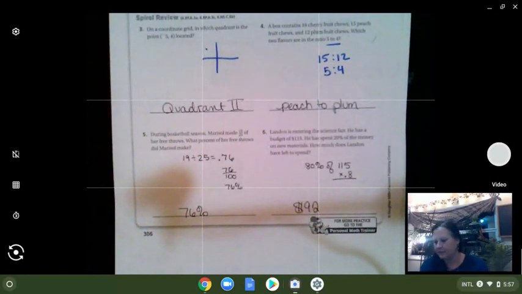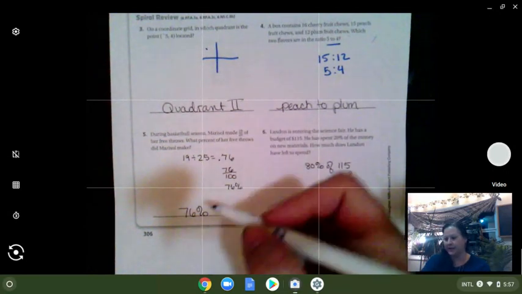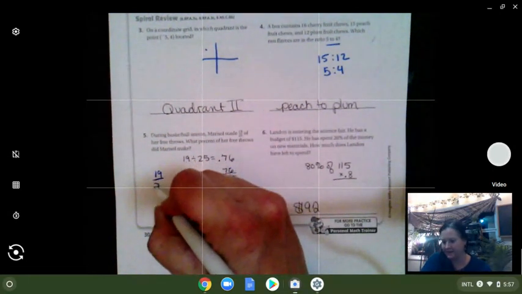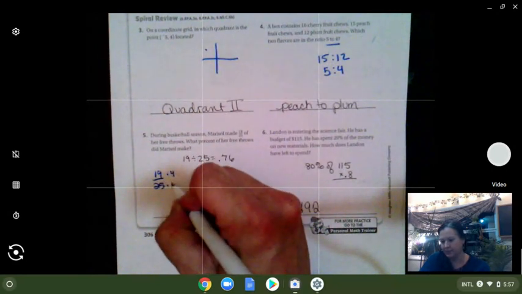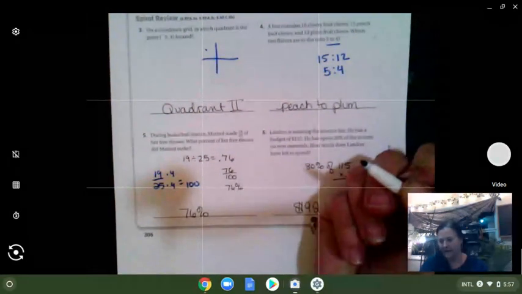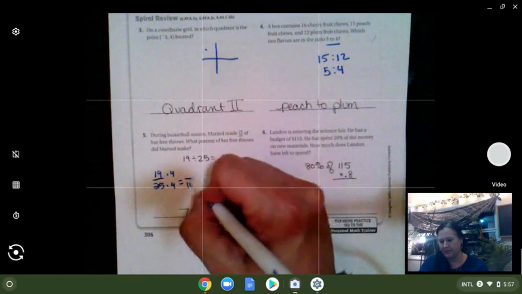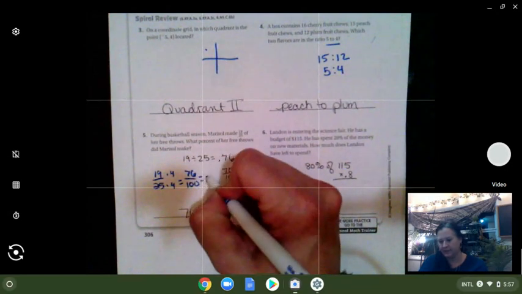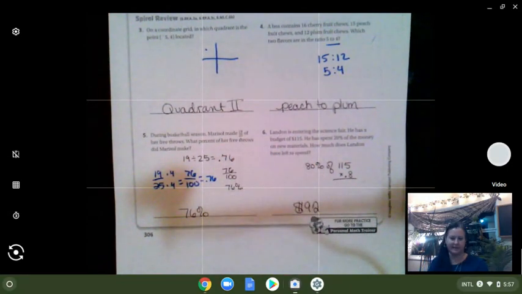All right, during basketball season, Marisol made 19 out of 25 of her free throws. What percent of her free throws did she make? And so here we have 19 over 25. I could multiply those both by 4 so I could get 100 on the bottom. 19 times 4 is 76, which would be 76 hundredths or 76%.